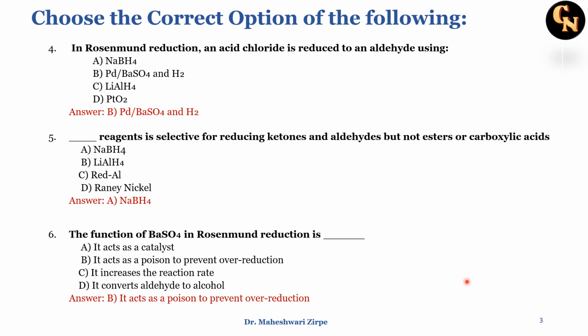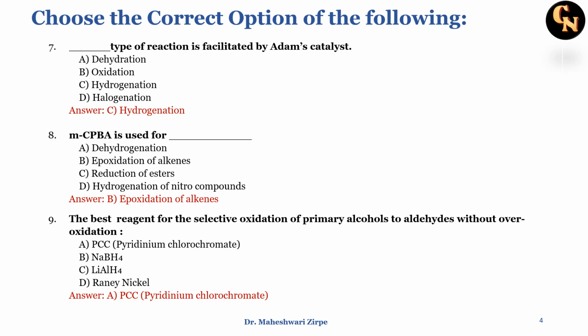So let us go to the next one. Now next is: dash type of reaction is facilitated by Adams catalyst. Adams catalyst is basically used for reduction. You can see the options, and reduction here means addition of hydrogen. So the correct option is C, hydrogenation.